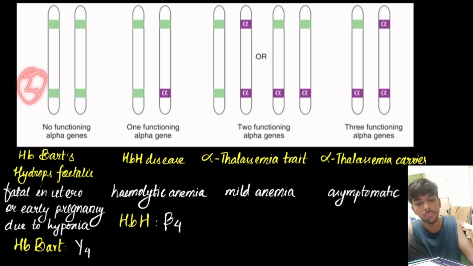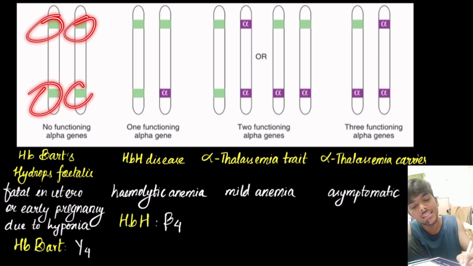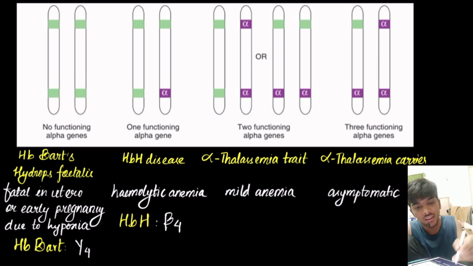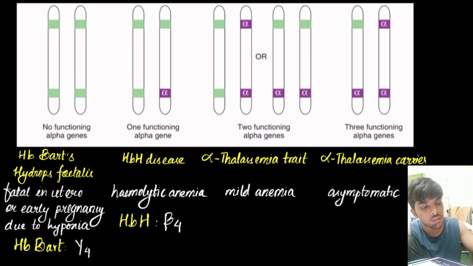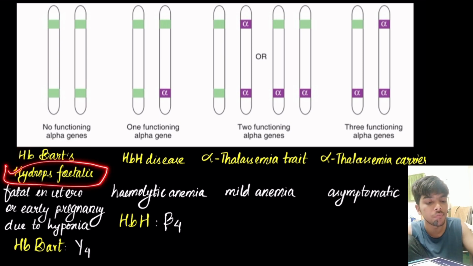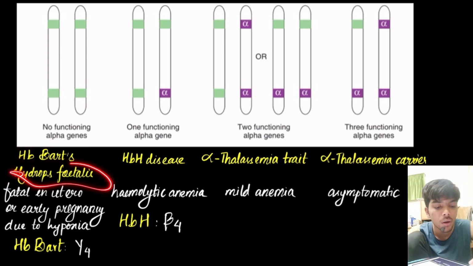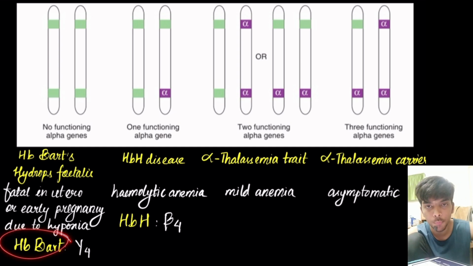In the fourth type, all 4 alpha genes are deleted. As a result, there is no alpha gene at all, and there is no production of alpha globin at all. As a result, what happens? The gamma globin chains, they tetramerize. The 4 of them combine and form gamma 4. This gamma 4 is also called HbBart or Bart hemoglobin. It is seen in hemoglobin Bart's hydrops fetalis. The name of the disease is hydrops fetalis. The type of hemoglobin is hemoglobin Bart.